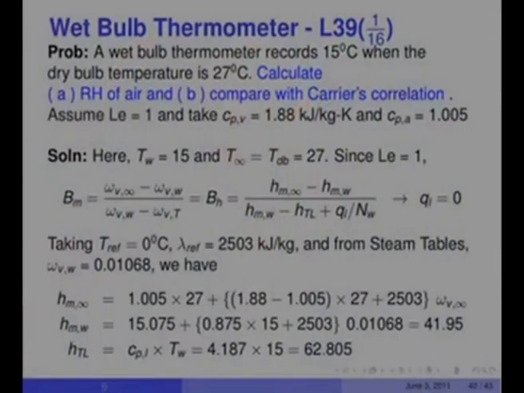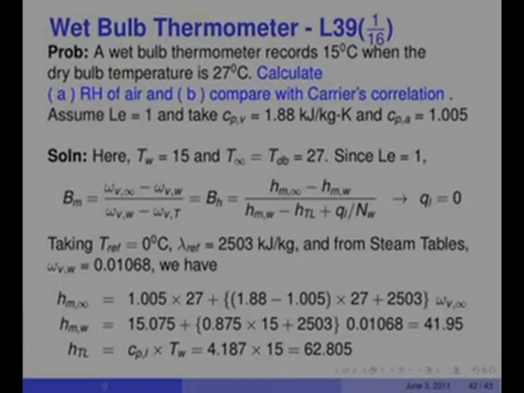So, let us look at the first problem. A wet bulb thermometer records 15 degrees centigrade when the dry bulb temperature is 27 degrees centigrade. Calculate A, the relative humidity of air, and B, compare with Carrier's correlation. Assume Lewis number equal to 1 and take Cp vapor equal to 1.88 and Cp air equal to 1.005.